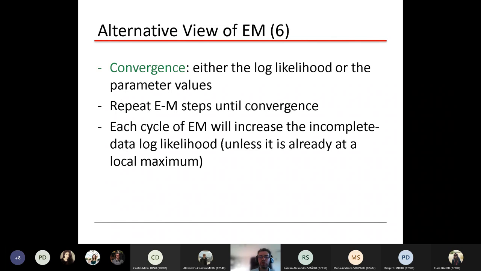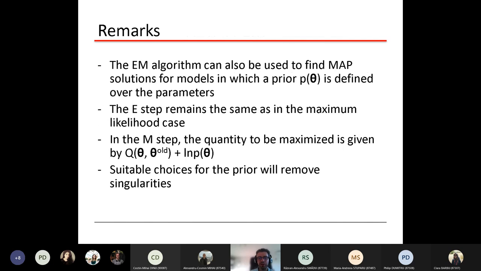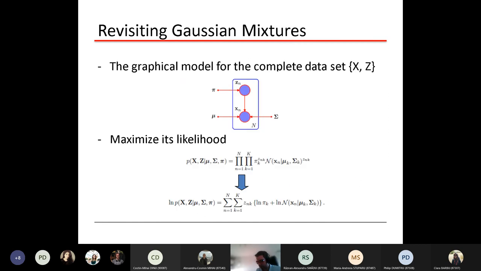It converges when the log likelihood function or the parameter values don't change, or change little enough. Remarks here: if we have a prior for the parameters, we can also take this prior into account and add it to the expectation. If we have some bias for the parameters to be in a specific set of distribution functions, we can also add it to the expectation, and work with this new function which needs to be maximized at this step. So this is a general view.